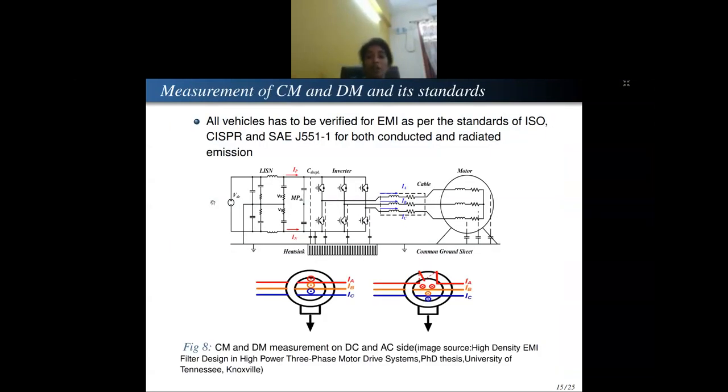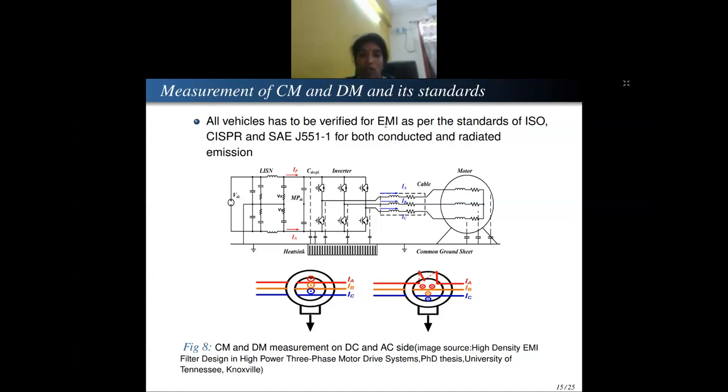Okay. So now I have defined, in layman's terms, what EMI is. And now we will see how to actually measure it. So all vehicles have to be verified for EMI. There are IEC standards, there are CISPR standards, SAE J551, and there are so many other standards you have to meet if you are making a product, for both conducted and radiated modes of emission.